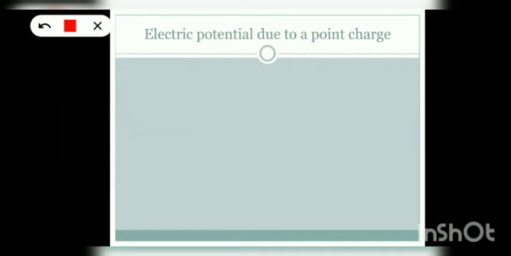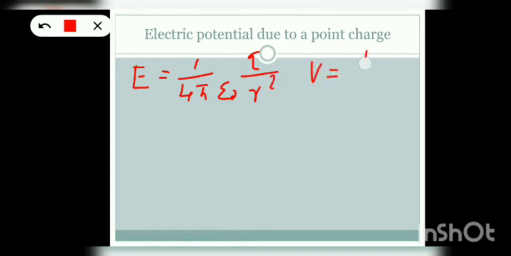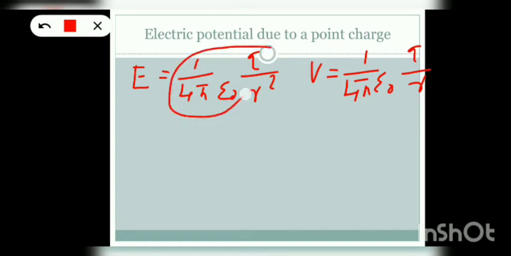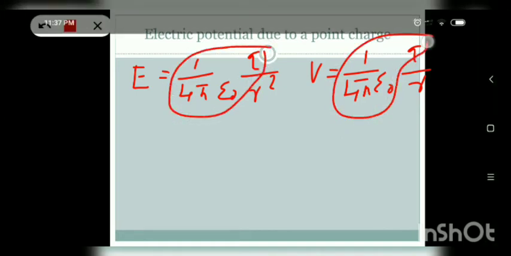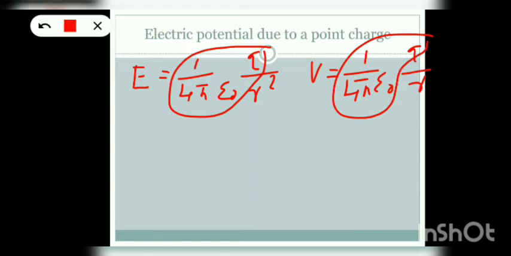Now you have studied the expression for electric field and potential. What is the expression for electric field? Electric field is 1 by 4 pi epsilon naught q by r square. And our potential is 1 by 4 pi epsilon naught into q by r. So here q by 4 pi epsilon naught is a common factor. Then what is different? Here E is proportional to 1 by r square, and here potential is proportional to 1 by r. So which will deplete faster?